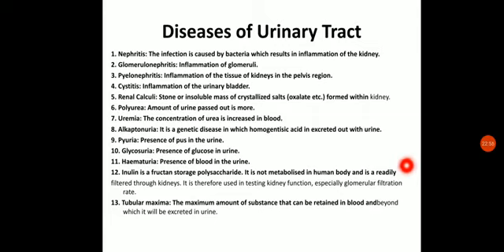Okay. And tubular maxima: the maximum amount of a substance that can be retained in blood, beyond which it will be excreted in urine, is called tubular maxima. So every substance has a specific capacity in the blood. If it is present in a higher amount, then it will be released through the urine. This is the maximum amount of any substance that can be retained in the blood. If it is higher, it may be a drug, it may be any particular type of vitamin, it may be anything.